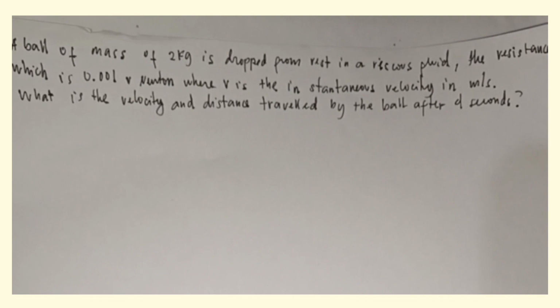Our next problem is the application of differential equations in Newton's second law. Here's the problem. A ball of mass 2 kg is dropped from rest in a viscous fluid. The resistance is 0.001 V Newton, where V is the instantaneous velocity in meters per second. What is the velocity and distance traveled by the ball after 4 seconds?